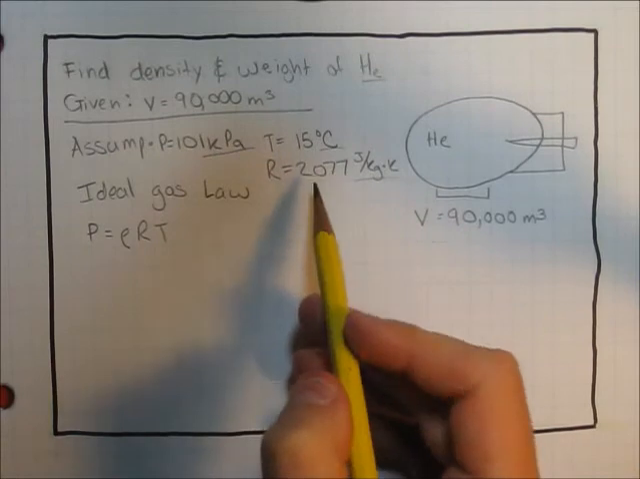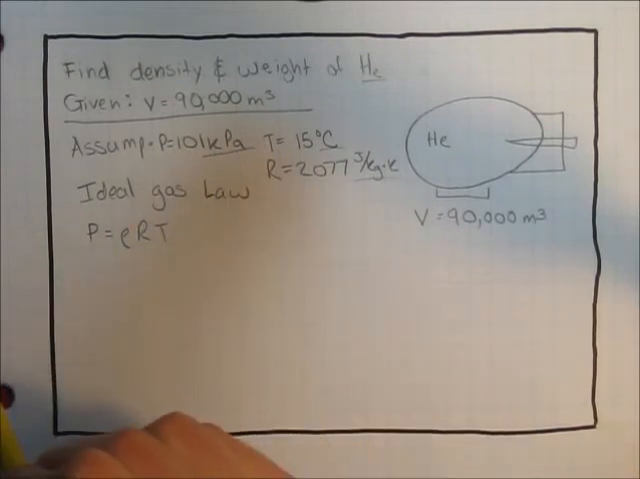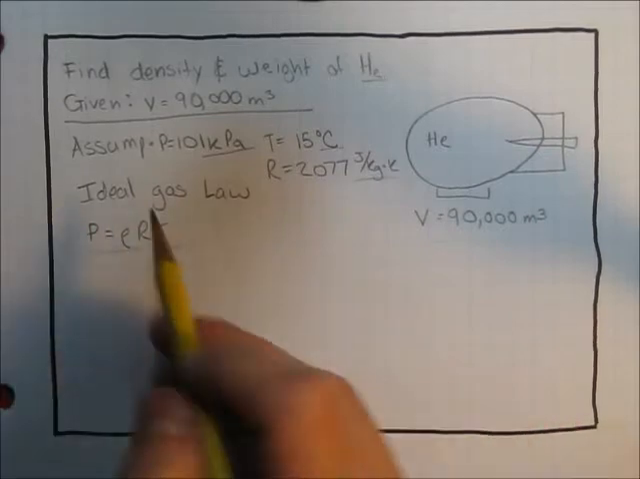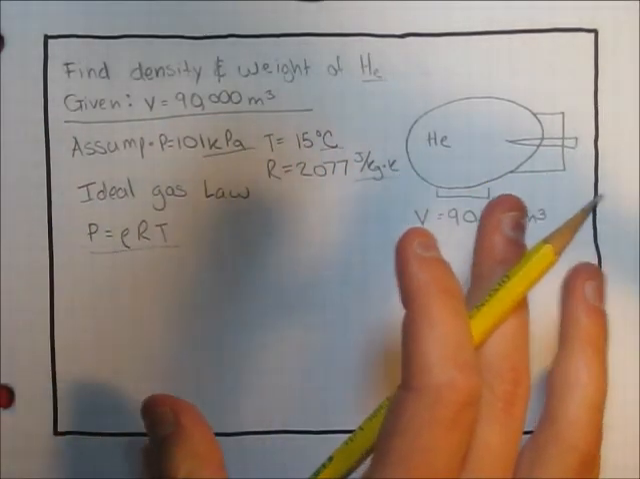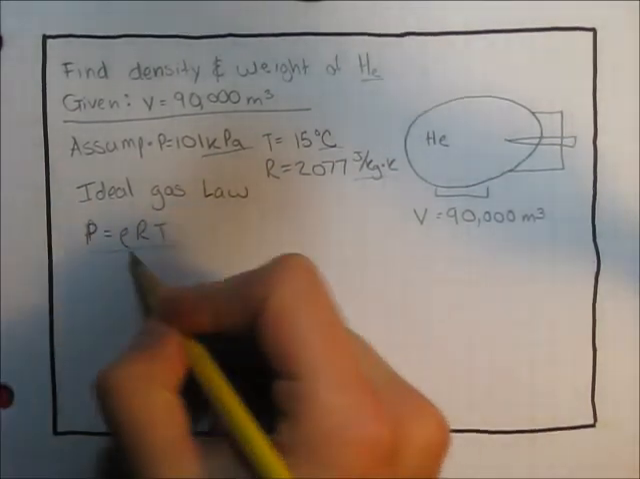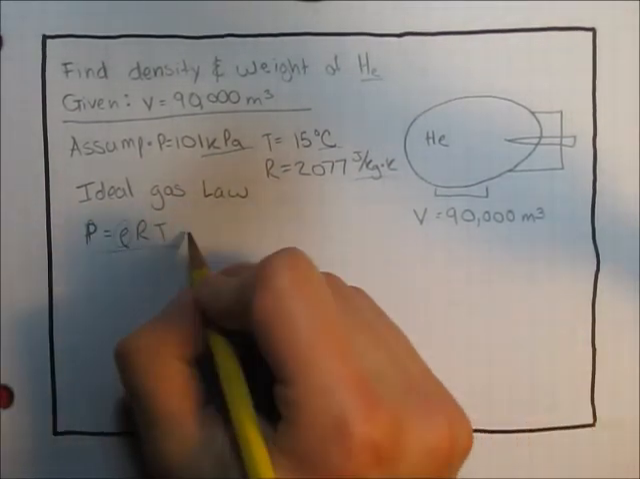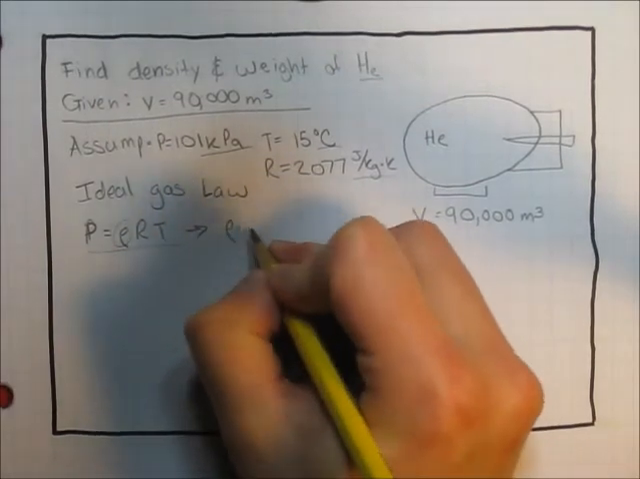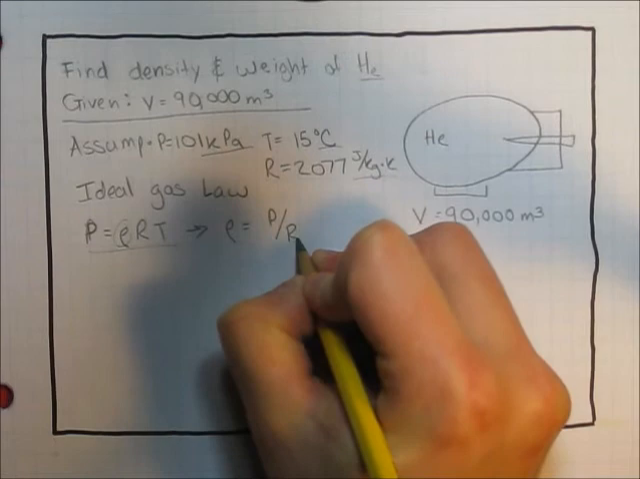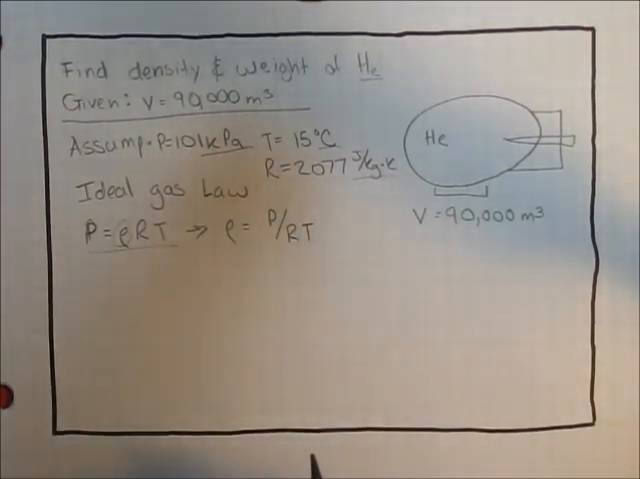Before we start substituting any of these numbers in, we want to make sure that this is algebraically simplified to our specific problem as best as possible. So we look at this and say, well, we're not really looking for pressure, we're looking for our density. So we could say, okay, then density is equal to the pressure divided by our gas constant and our temperature.